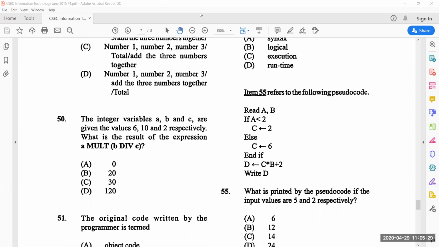50. The integer variables A, B, and C are given the values 6, 10, and 2 respectively. What is the result of the expression A MULT (B DIV C)? Right, so for this question, we will perform the operation in brackets first, right? So we have 10 divided by 2, which is 5. And then you're going to have to multiply that by A, which has the value of 6. So 5 times 6 is 30. And the answer for that is C.